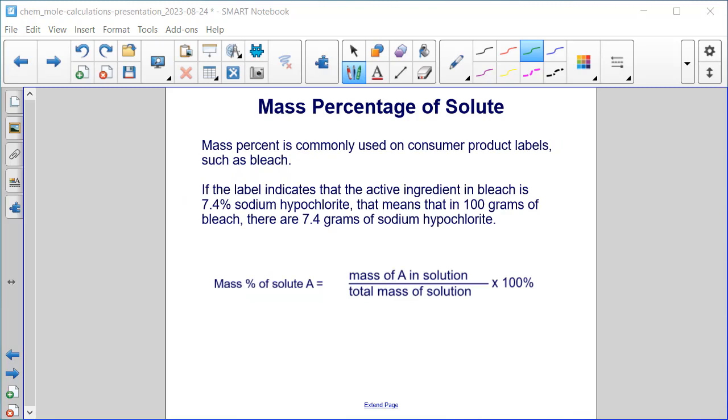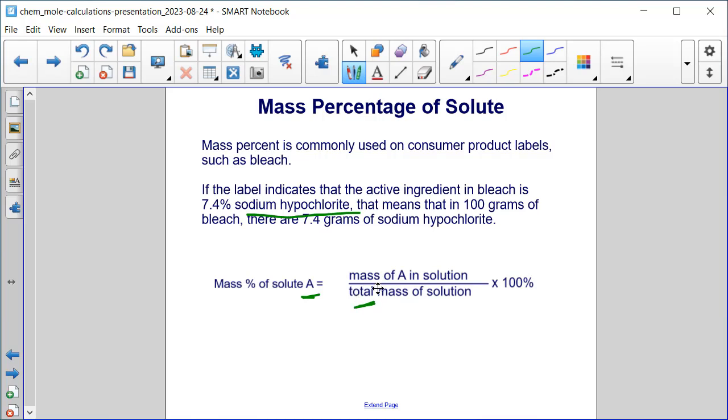Mass percentage of a solute. Mass percent is commonly used on consumer product labels such as bleach. If the label indicates that the active ingredient in bleach is 7.4% sodium hypochlorite, that means that in 100 grams of bleach there are 7.4 grams of sodium hypochlorite. To find the mass percent of some given solute A, which in our example would be the sodium hypochlorite, you take the mass of A in the solution and divide by the total mass.